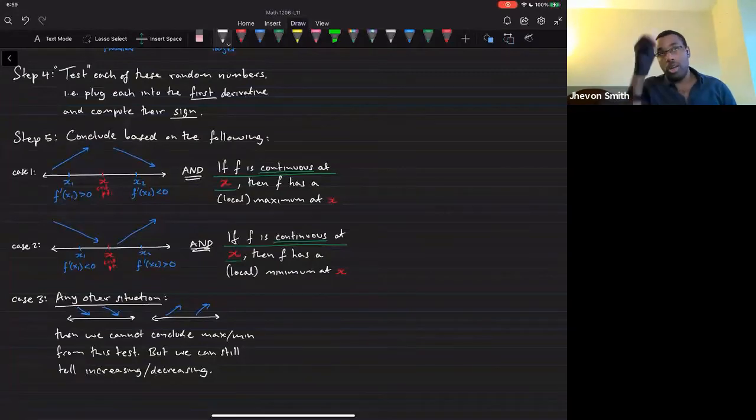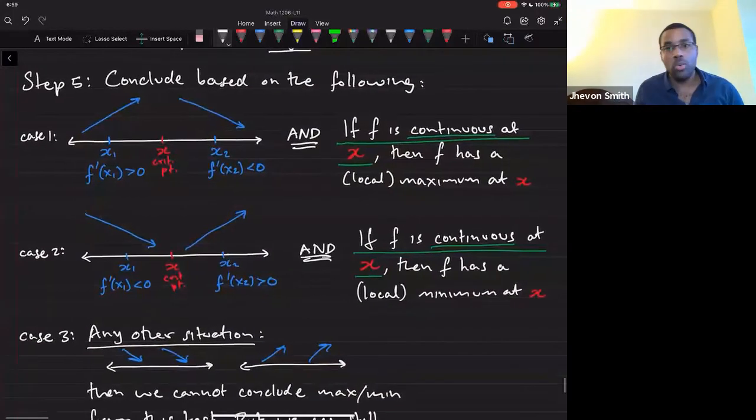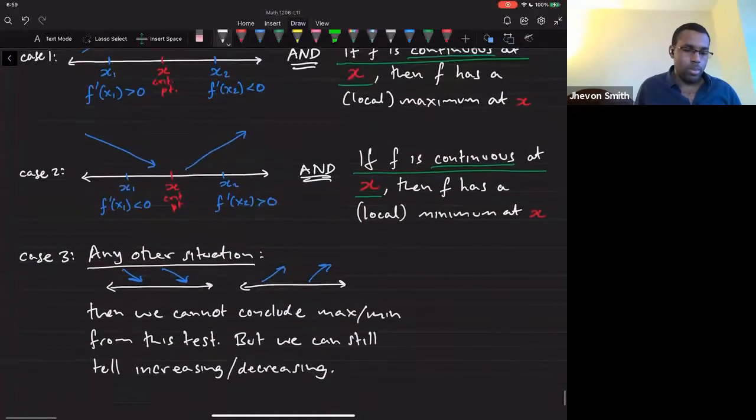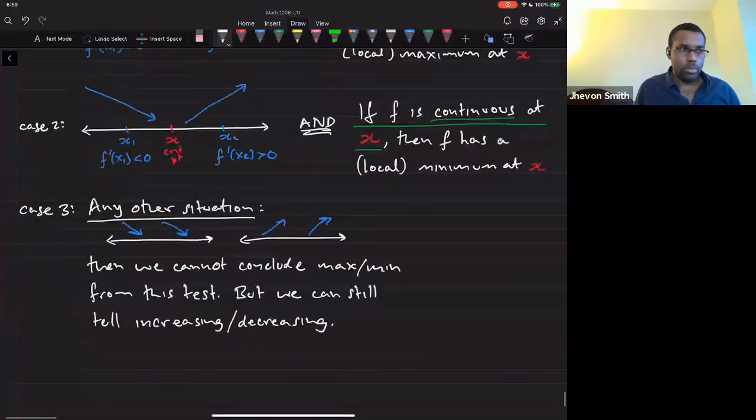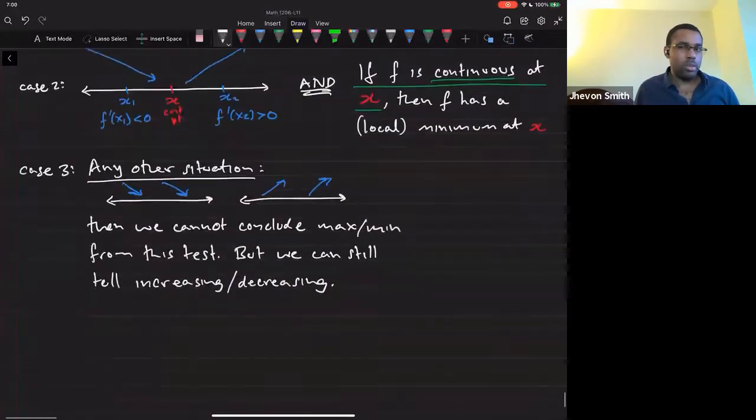If it's positive, it's going up. If it's negative, it's going down. And if you notice the arrows behave in a certain way and your function is continuous at the critical point, then you can identify maximums and minimums. Otherwise, you can't. So that's pretty much it.